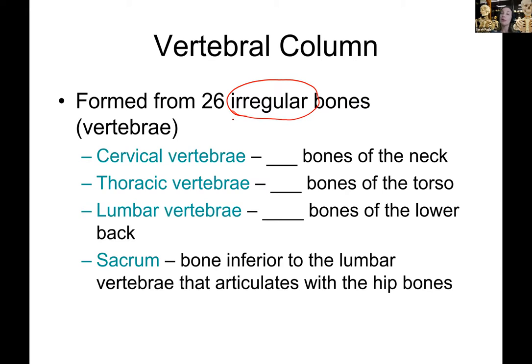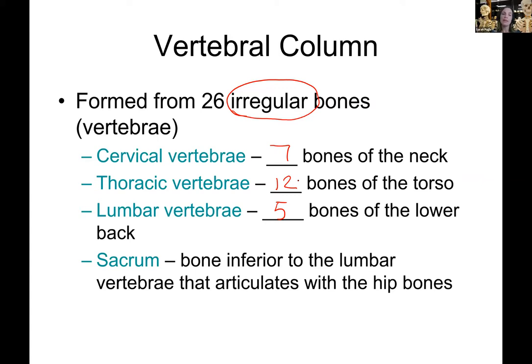Now, the number of vertebrae that you have for each of these, the way I remember is I think of the times of day that you eat. So you have 7 cervical vertebrae. You eat breakfast at 7. You have 12 thoracic vertebrae. You eat lunch at noon. And you have 5 lumbar vertebrae. You eat dinner at 5. Right? So that is for me a really easy way to remember the numbers of vertebrae.